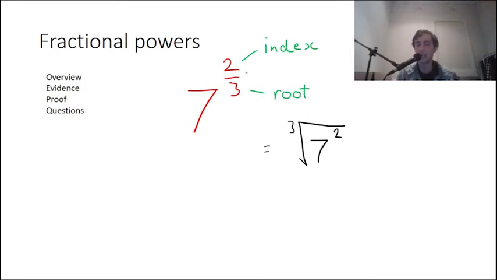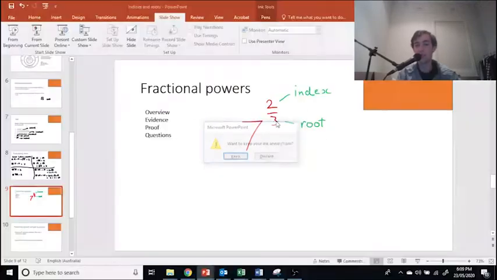So I'm taking the root from this 3 over here, and I'm taking the index of the 7 from the top of my fraction. Okay, you might be thinking that is pretty bizarre. Why is this 3 on the bottom of the fraction turning into a root? Now, firstly, I'm going to show you some evidence that that's true.